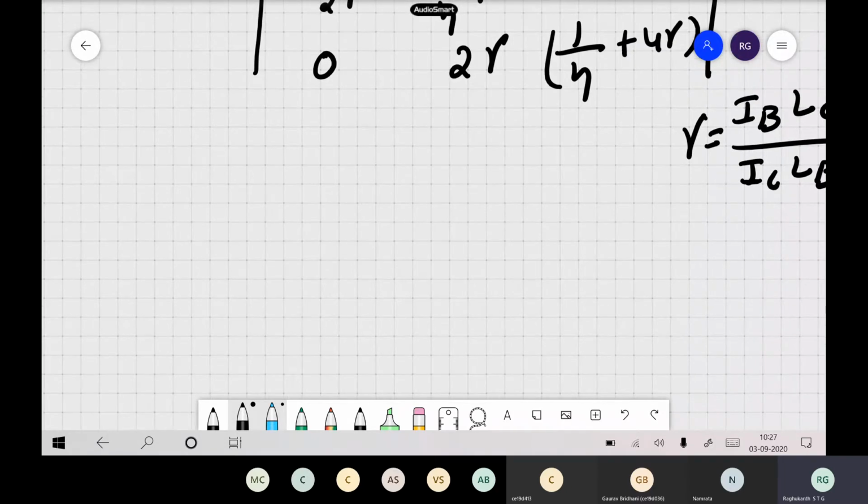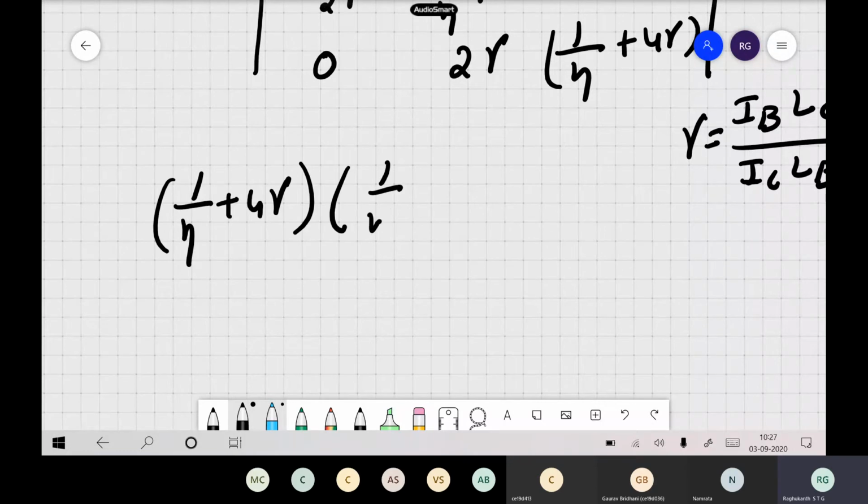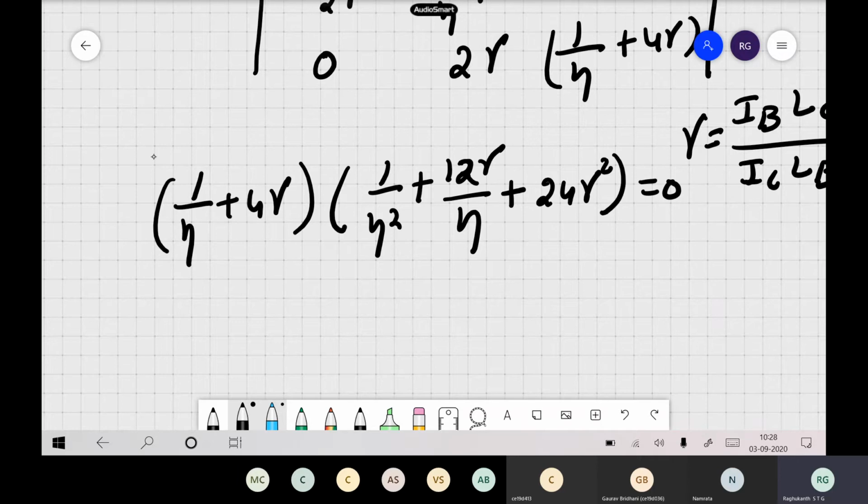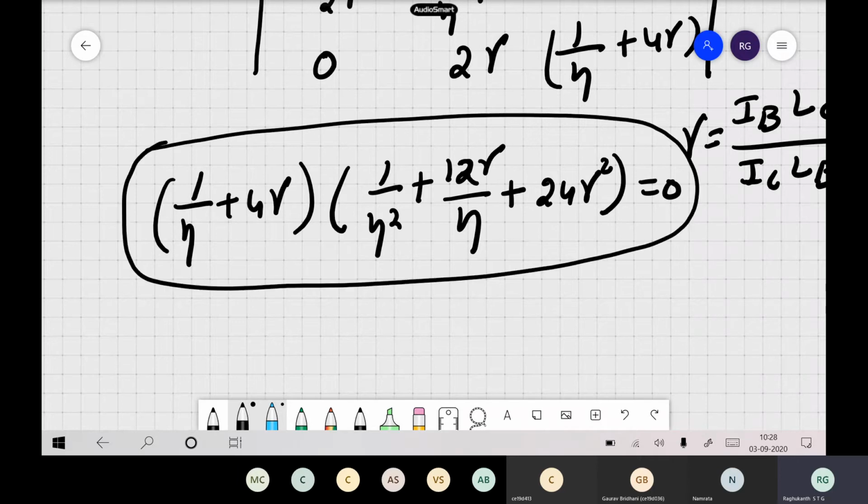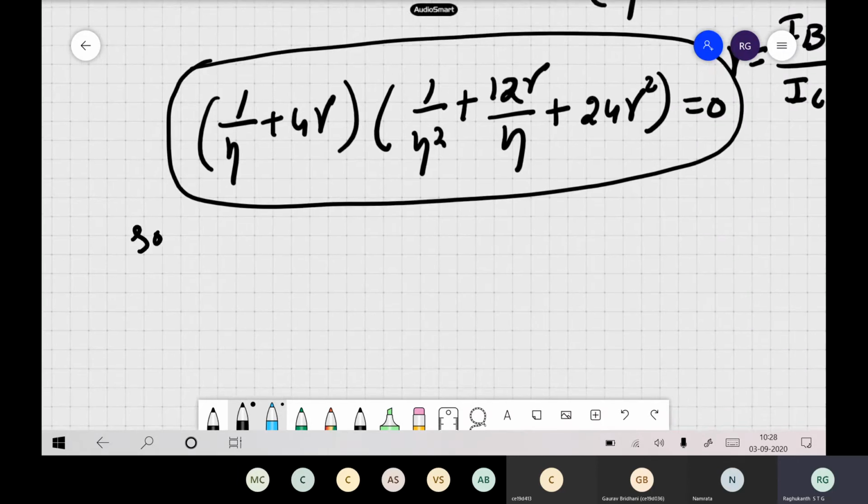When you find the determinant, you have 1 by eta plus 4 times gamma, multiplied by 1 by eta square plus 12 times gamma by eta plus 12 plus 24 gamma square is equal to 0. So you will get the characteristic equation. Now you have to solve this equation for eta. This is our main thing. Gamma depends on your beam stiffness and column stiffness and their lengths. So now you have to solve for this eta.